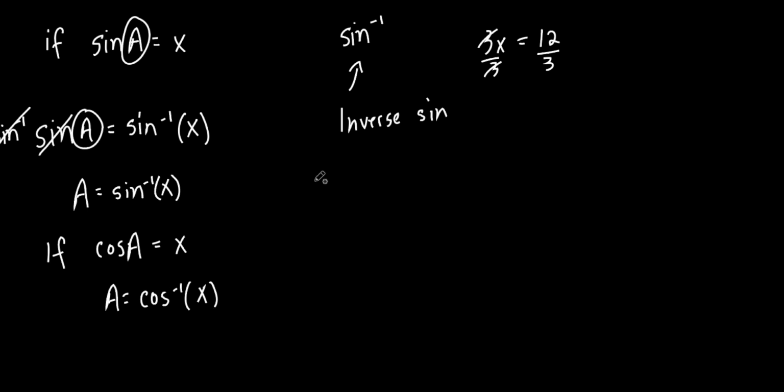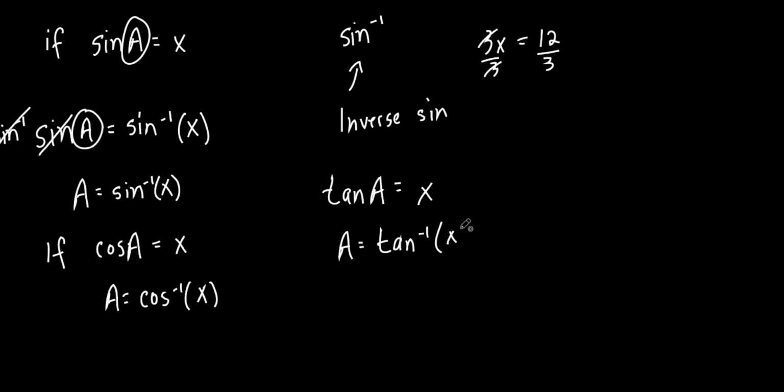Make sense? What if you had the tangent? What if I said the tangent of A is equal to some number, okay? They'll tell you this number, this x right here. It'll be like a fraction, a decimal, okay? They'll give it to you. It could be a whole number. How do I get A by itself? I take the inverse tangent. Very good.